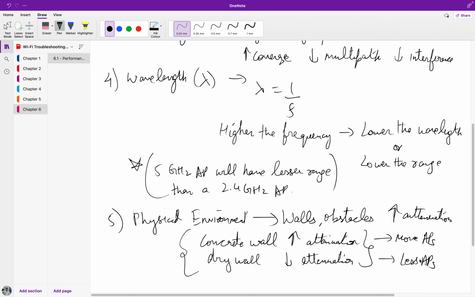In the next video, we will talk about what we can do to affect the throughput and basically the capacity of the network. So we'll talk about that now.